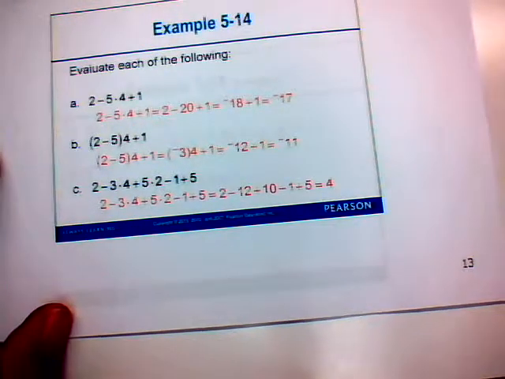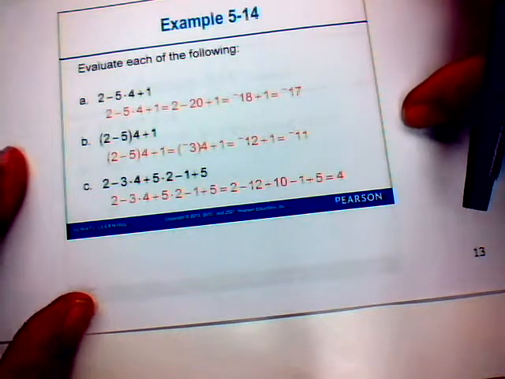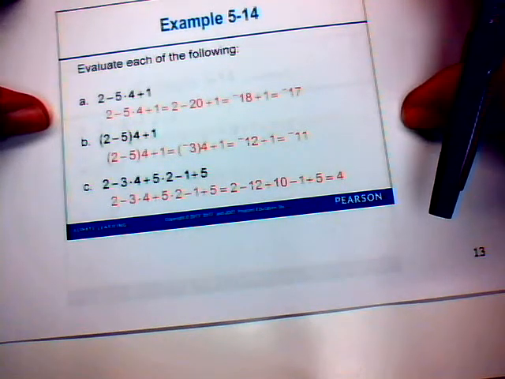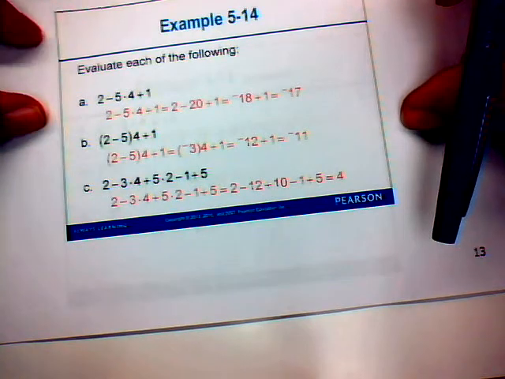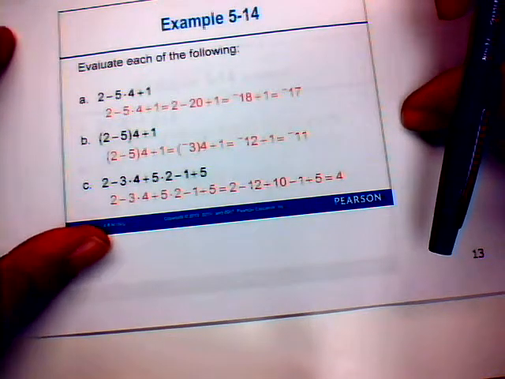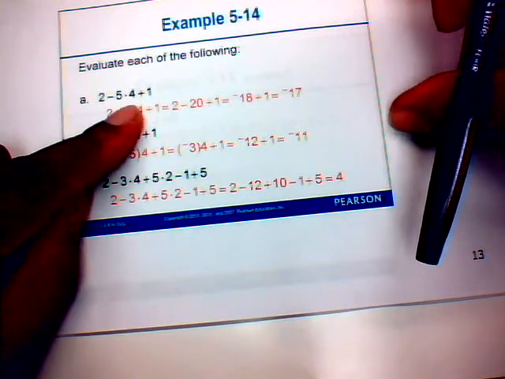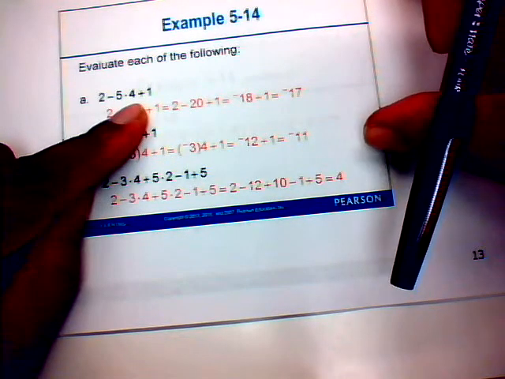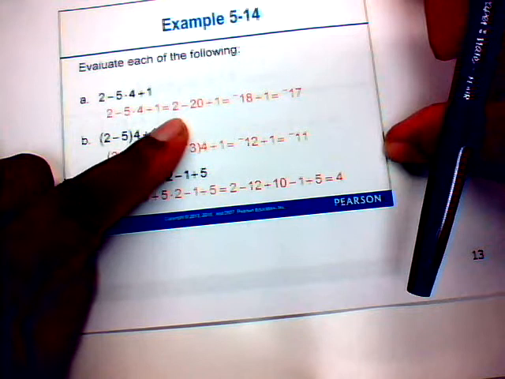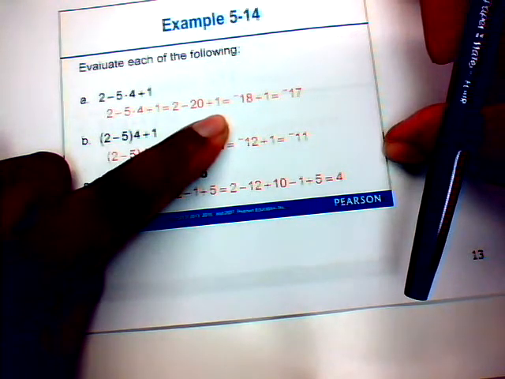And some examples of just that would be this. Let's say we want to evaluate each of the following. 2 minus 5 times 4 plus 1. Okay, first things first. We see multiplication, so we do that first. 5 times 4, that's going to give us 20. So you're going to have 2 minus 20 plus 1.